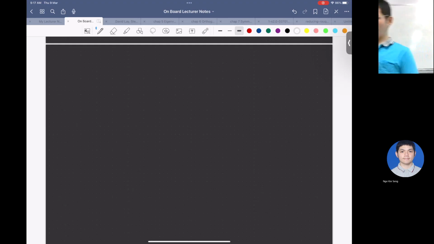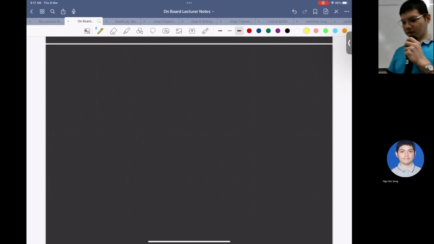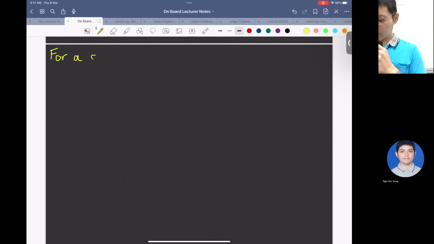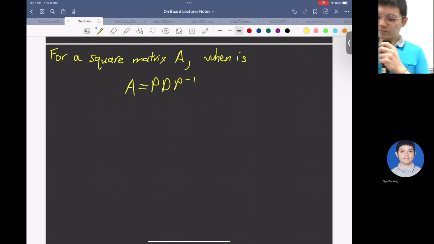So maybe you can have a wild question. What's the condition of diagonalization? When can you diagonalize a matrix? For a square matrix A, when is A equal to PDP inverse?